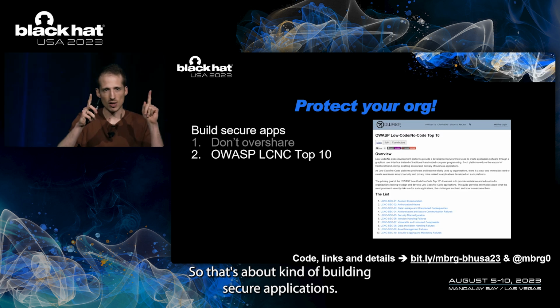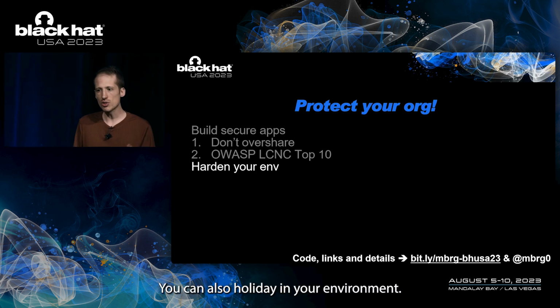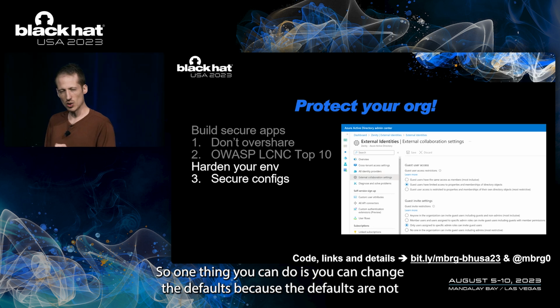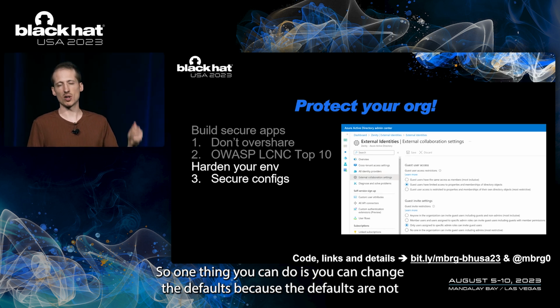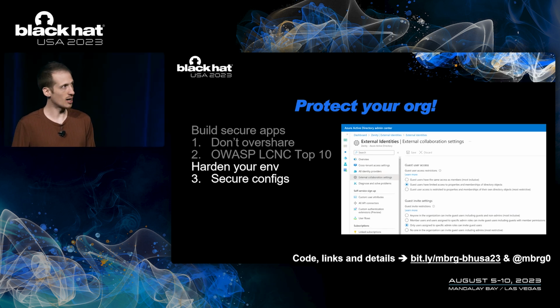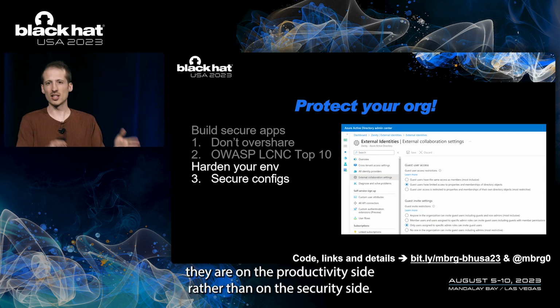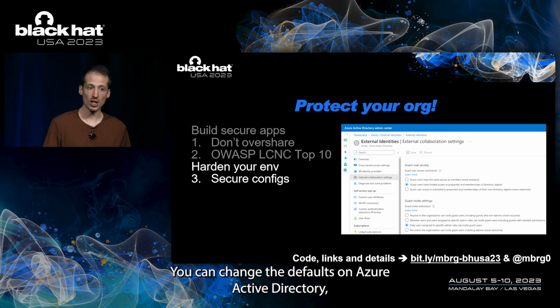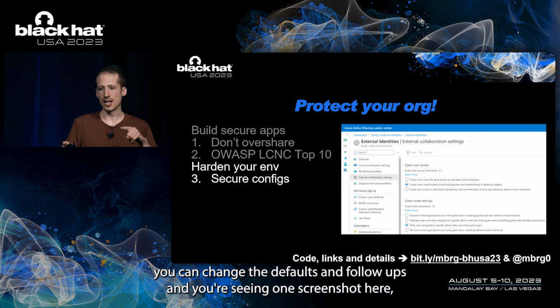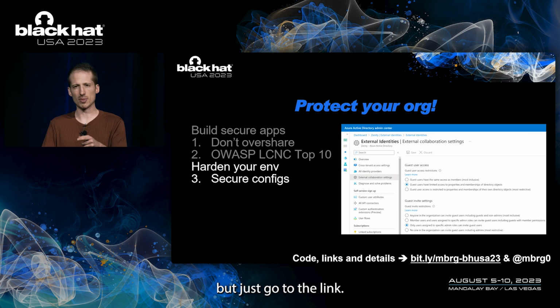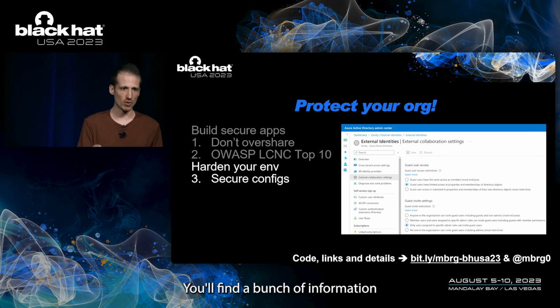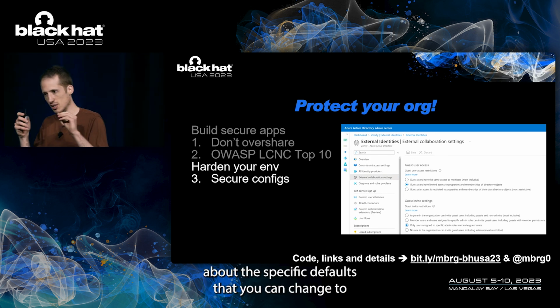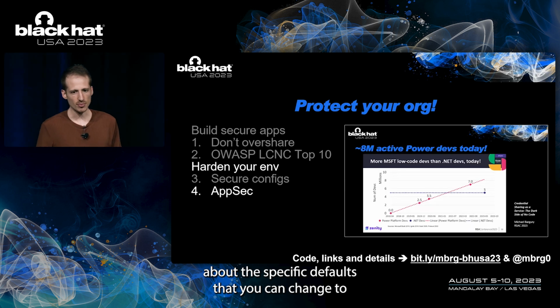So that's about building secure applications. You can also harden your environment. One thing you can do is change the defaults, because the defaults are on the productivity side rather than on the security side. You can change the defaults on Azure Active Directory. You can change the defaults on Power Apps. You're seeing one screenshot here, but just go to the link. You'll find there a bunch of information about the specific defaults that you can change.